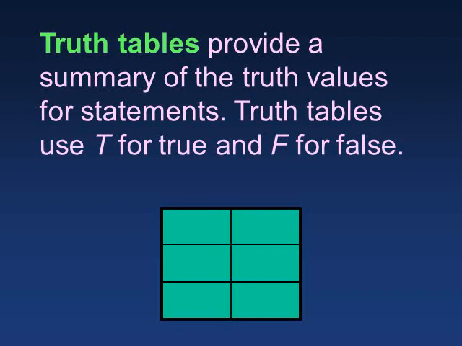Okay, something that is new that you've not seen before this class is called truth tables. At least I don't think so. You may have done something similar, but it wasn't with just true and false. So basically it's a summary of truth values for any statement. Okay, so here we go.